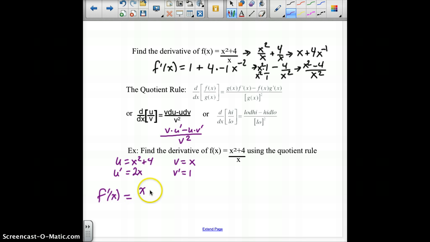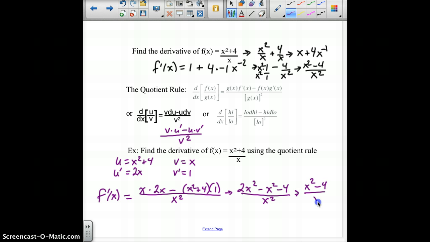I've done my setup. V times du, or u prime, minus u times v prime. Again, I didn't need the parentheses in this case. All over v squared, the original v, the original denominator, squared. Simplifying, I get 2x squared minus, now that those parentheses actually were important for this distributing here, minus x squared minus 4 all over x squared. Continuing to simplify, combining like terms on the top, I get 1x squared minus 4 all over x squared.